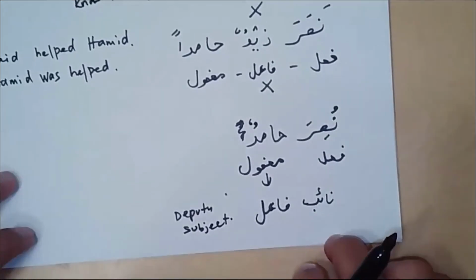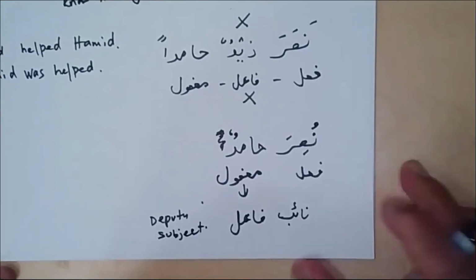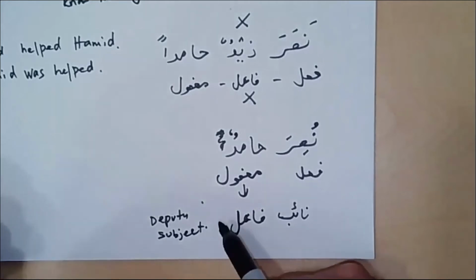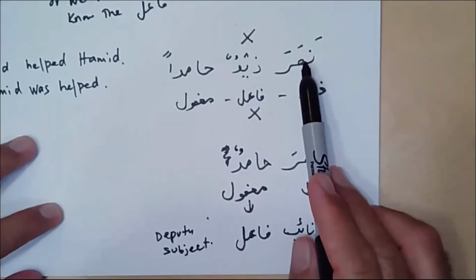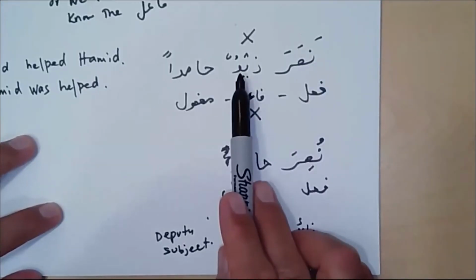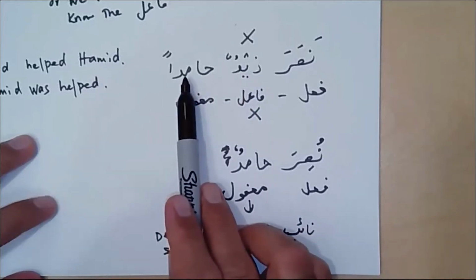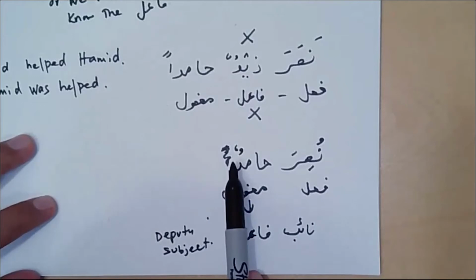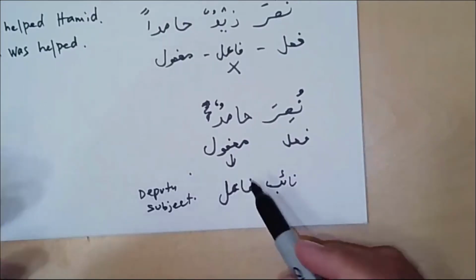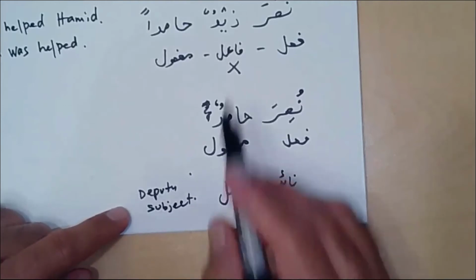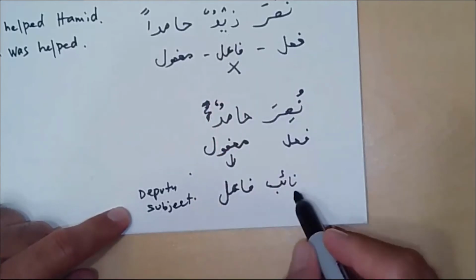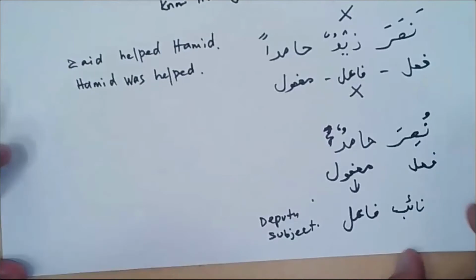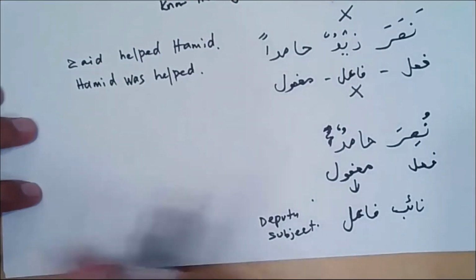Last time we talked about it, but we didn't know what that meant. So what I'm trying to explain to you now is that when we make the passive voice, the file has to go, and then the maf'ul needs to be changed into rafa. When you change it into rafa, it acts as the file, but we cannot call it file because it is not the file. The original file was hidden, so we call it a naib file. Now, this will make more sense if I take you back.